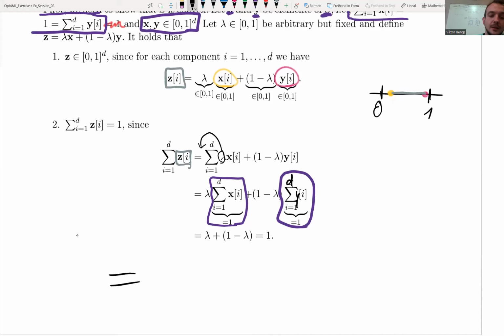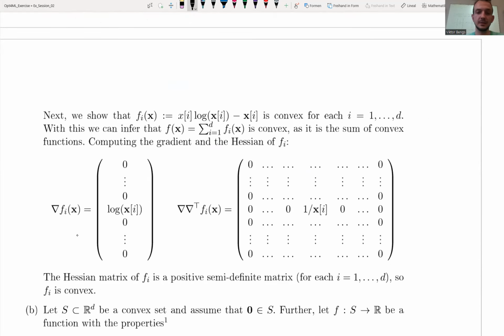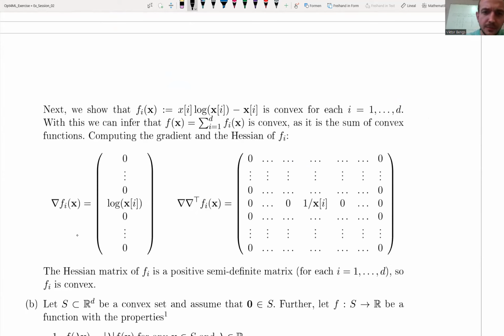So S is convex. We picked an arbitrary z, which is a convex combination of two arbitrary points x and y, convexly combined them and showed that this is still in S. Then here the printer was not working, so it should be a bold x.